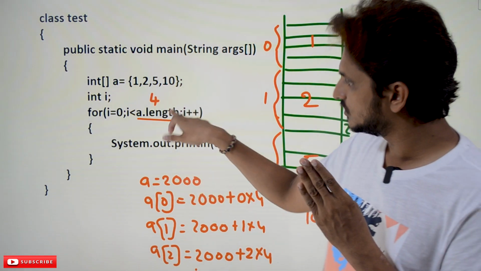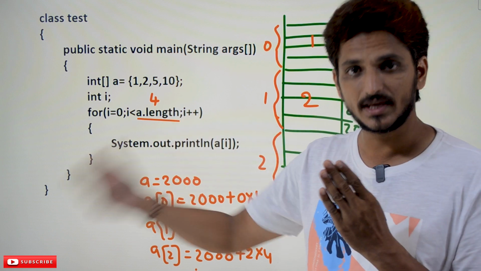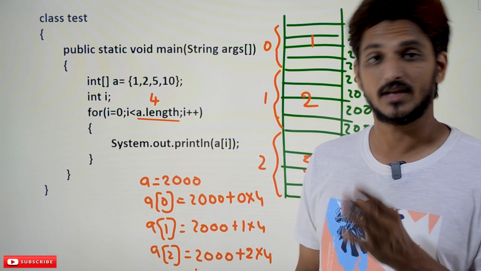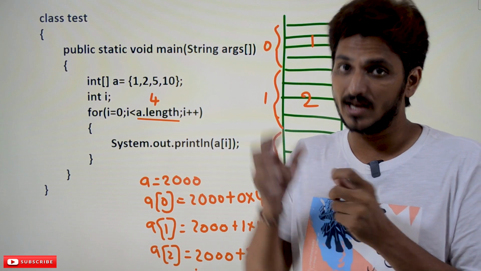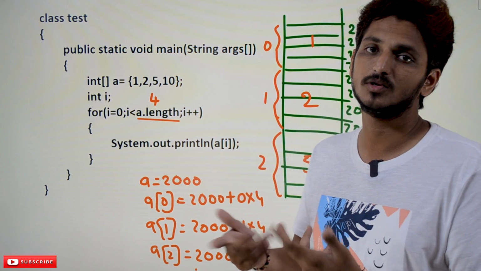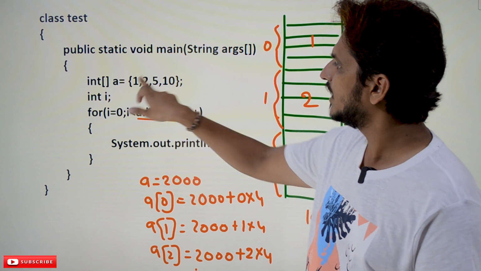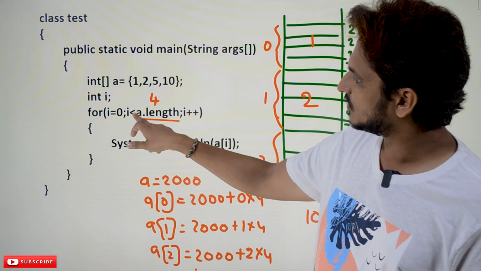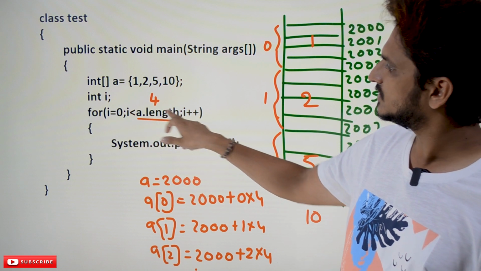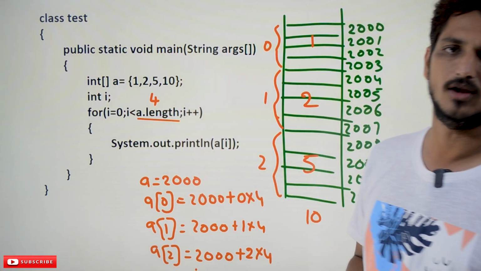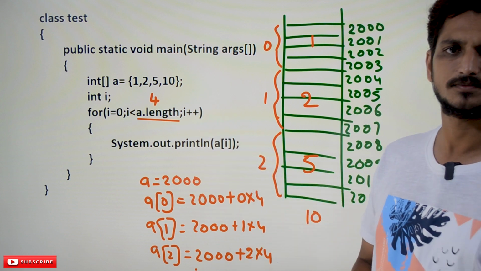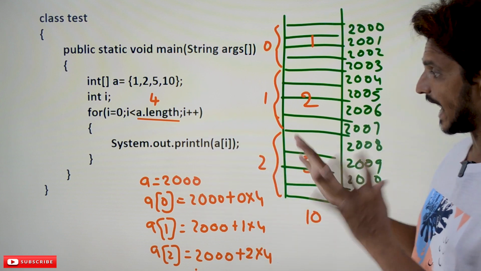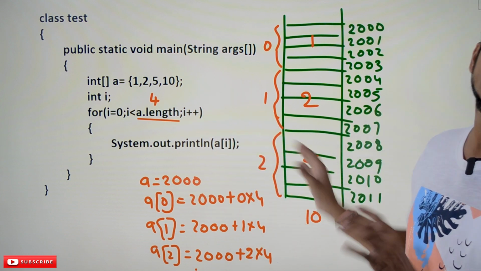We are going to use this length attribute many times in our coming examples also. For every array object, we have a length attribute. That length attribute contains the number of elements in an array. So i = 0; i < a.length means here it is going to place the value 4; i++. So this is how we access the elements present in a single dimensional array.